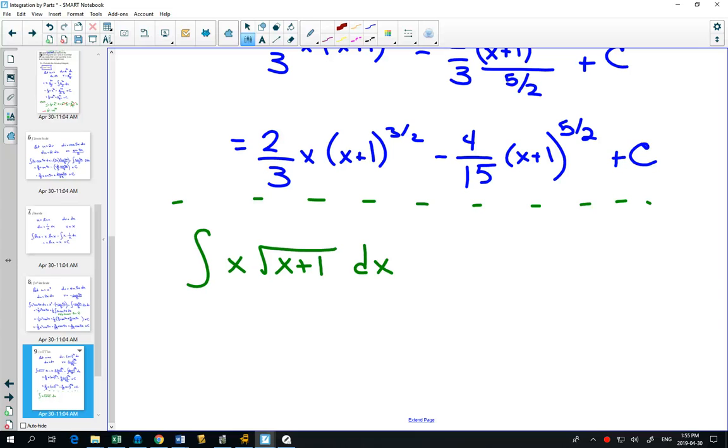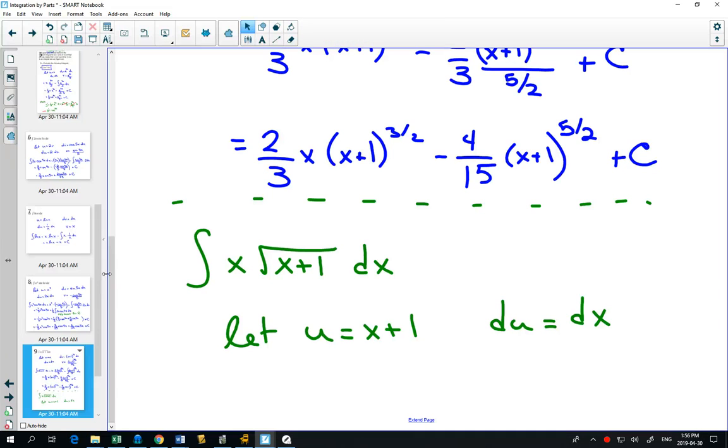Now, this one doesn't match up with normal substitution methods in that I do see a function inside of another function. I see x plus 1 inside the square root. But the derivative of x plus 1 isn't x. So at first, it appears that substitution shouldn't work. Because if I let u equal to x plus 1, then du is equal to dx. And as far as substitution goes, where's their problem? I still have an x out in front.